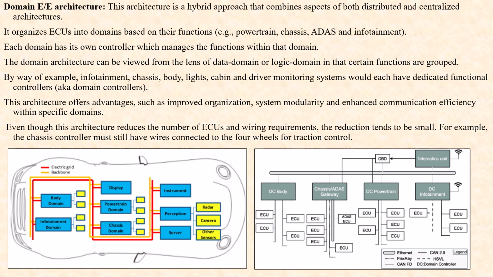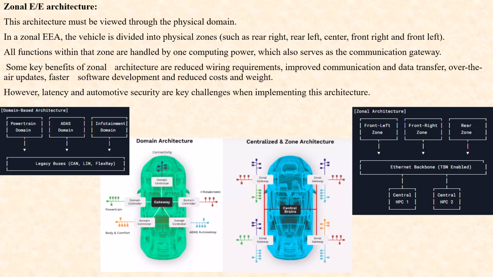So automakers went for further improvement, and they came onto the zonal E architecture. Okay, in these pictures, understand very carefully this domain architecture and centralized architecture. You will clearly understand what's the difference between domain, centralized and zone architecture. Now, this architecture must be viewed through the physical domain.